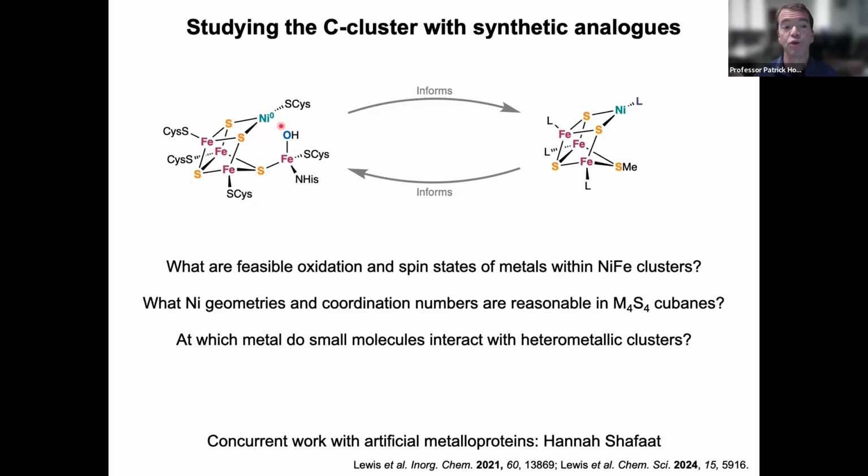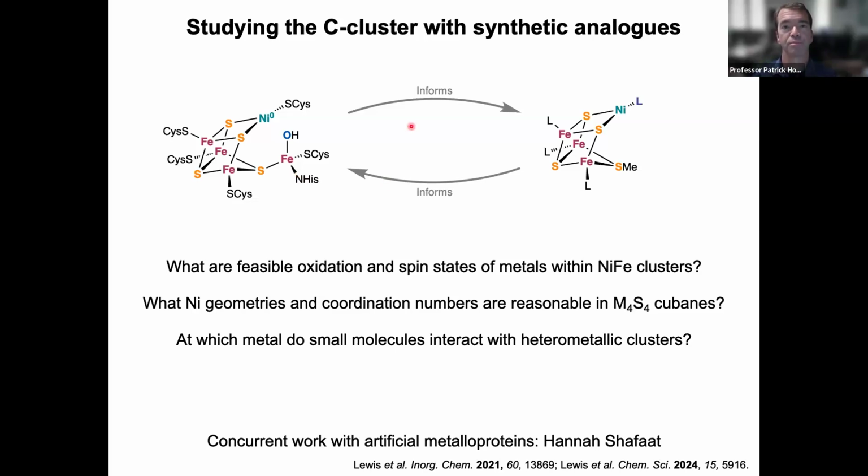Also, is this 3-coordinate geometry in nickel actually feasible? This would be the first example of a crystallographically characterized 3-coordinate nickel in a metallobiochemistry. And also, where do small molecules react? Would it react at the iron or at the nickel if you were to have a compound like this? I think this actually relates to the question that came up after the previous talk as well. If you could pull this out of the enzyme, how would it behave, and can we try to back that up?